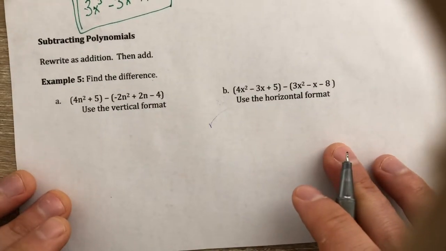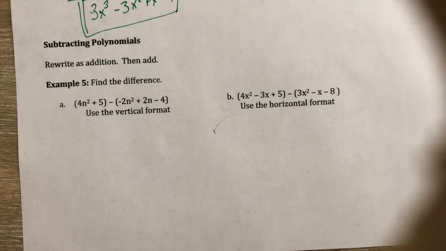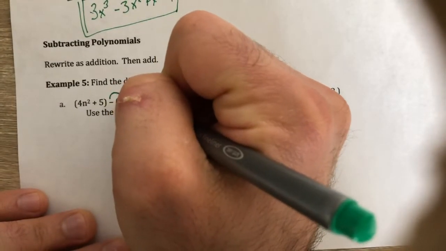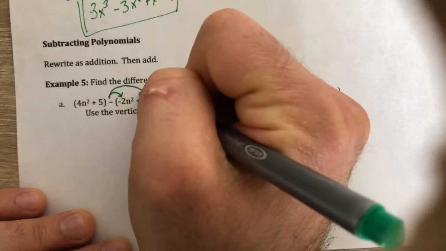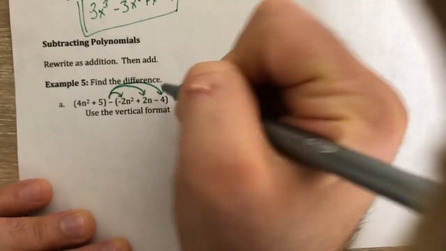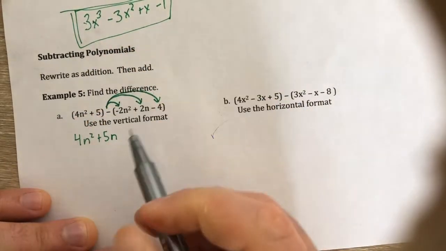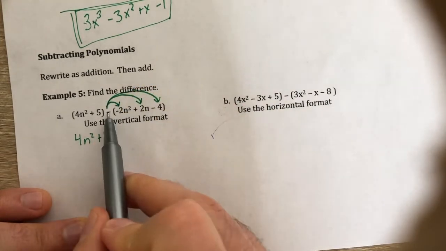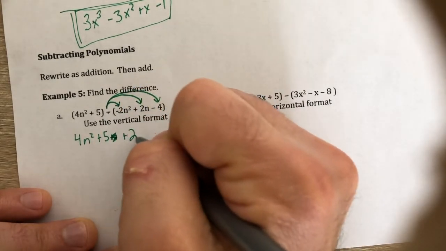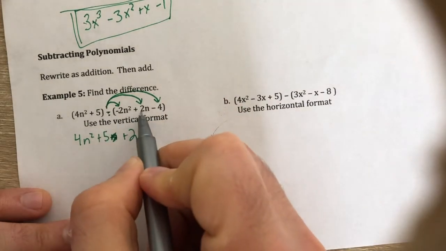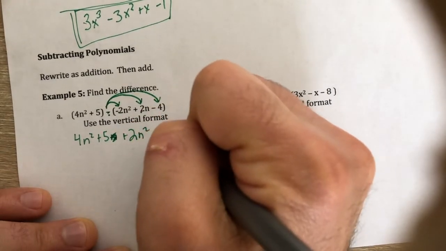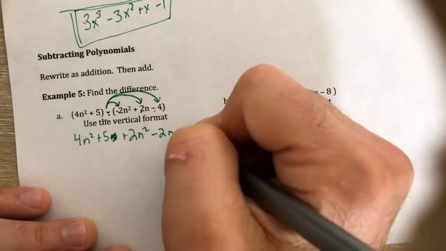Okay, rewrite as addition, then add. So subtracting polynomials. When we say rewrite as addition, what's going on here is the only thing that changes is you have to distribute this negative sign. If you distribute the negative sign, then this problem is now 4n squared plus 5n. Just plus 5. Now, negative 1 times negative 2n squared is plus 2n squared. Negative times positive 2n is negative 2n. Negative times negative 4 is plus 4.